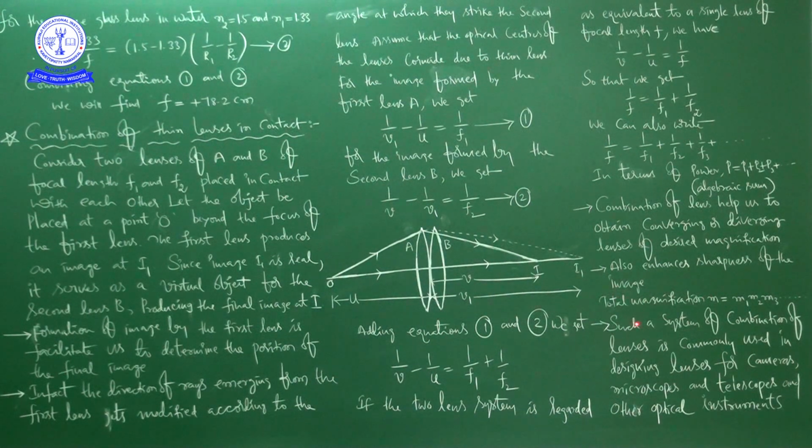So this is the derivation when two lenses are combined, for the resultant focal length, and it is for resultant power or total power, and it is for total magnification. Right? So we will continue in the next class.